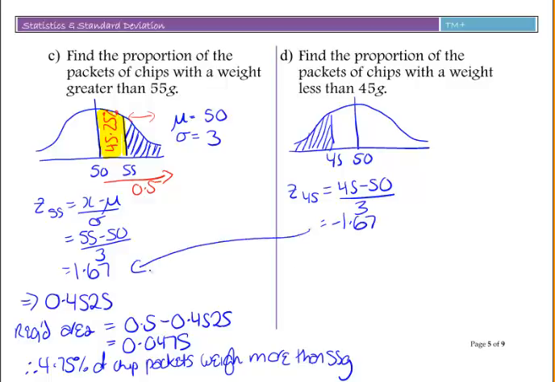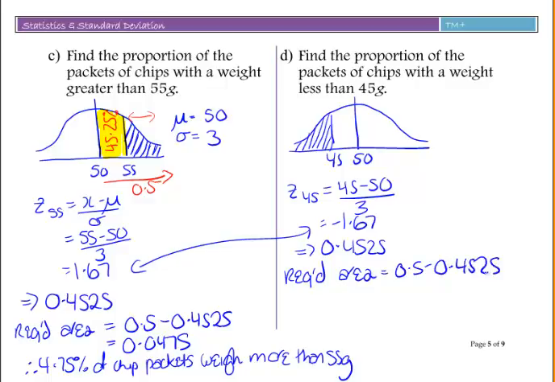Now do you note that it's just the other side of the mean from there? So you could just realise that. Your proportion's going to be 0.4525, and then just go required area must be 0.5 minus that, but you've already worked it out as 0.0475. So therefore 4.75% of chips, or of chip packets, weigh less.